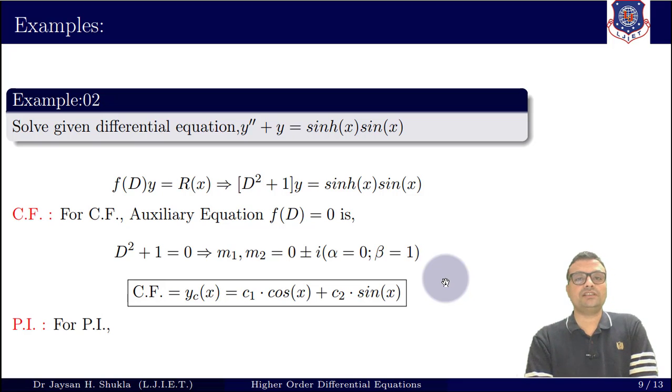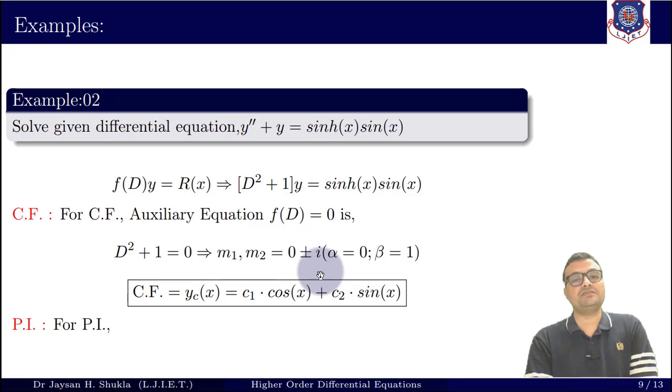Let us take one more example. Suppose I want to solve y double dash plus y equal to sine hyperbolic x into sin x. Then the operator form is D square plus 1 y equal to sine hyperbolic x into sin x. And for the complementary function, I am taking the auxiliary equation f of D equals 0, which will give me 2 roots, 0 plus or minus i.